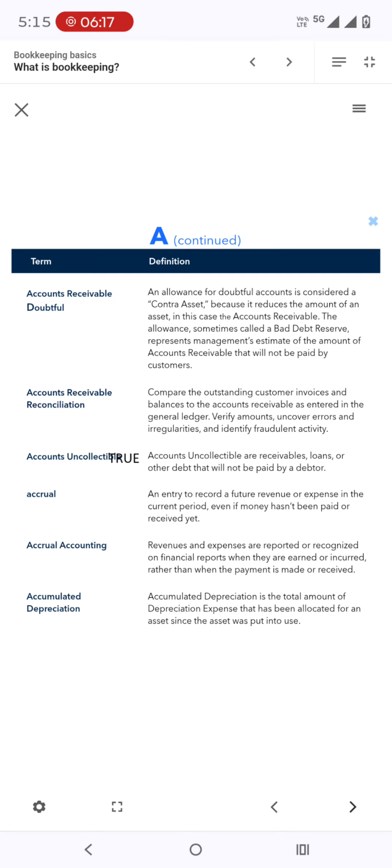So if you think that this is a doubtful account, then you will have to pass a journal entry for that in your books, right, which is called the bad debts entry. We will see all these things in a later chapter. Currently we are just going through the glossaries, okay. Then accounts receivable reconciliation, what does it mean?